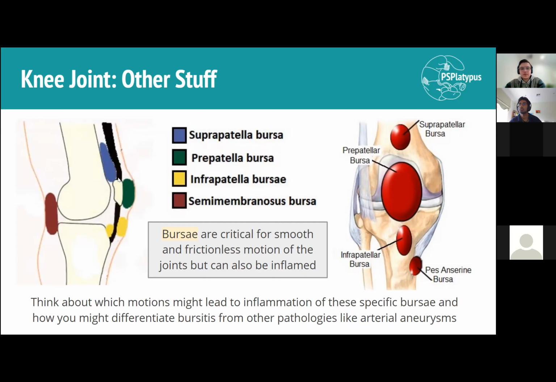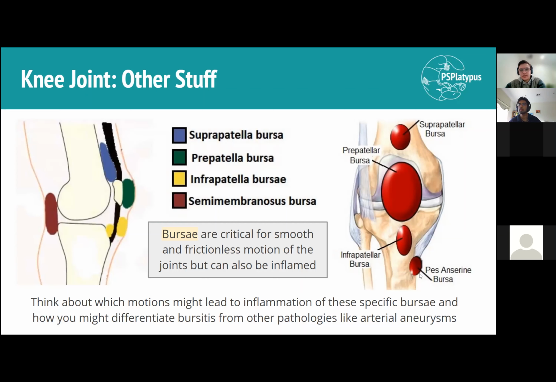Reiterating the fact that it's critical for smooth and frictionless motion of the joints, but if they become inflamed, then they can sort of do the opposite. So it can make all those motions a little bit more difficult. So here are the four main bursae that you want to become familiar with. There's also one at the back. So these are all just showing different angles, so you understand which ones are which.